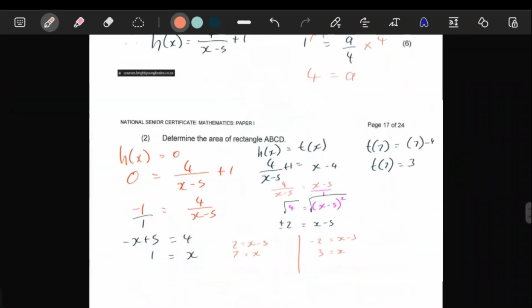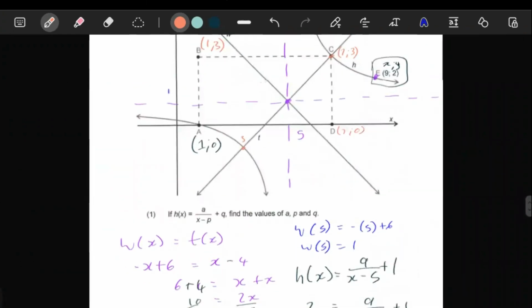So the area, we can see it's just going to be the AD, which is just from 1 to 7, that's 6 units. From D to C, that's 3 units.